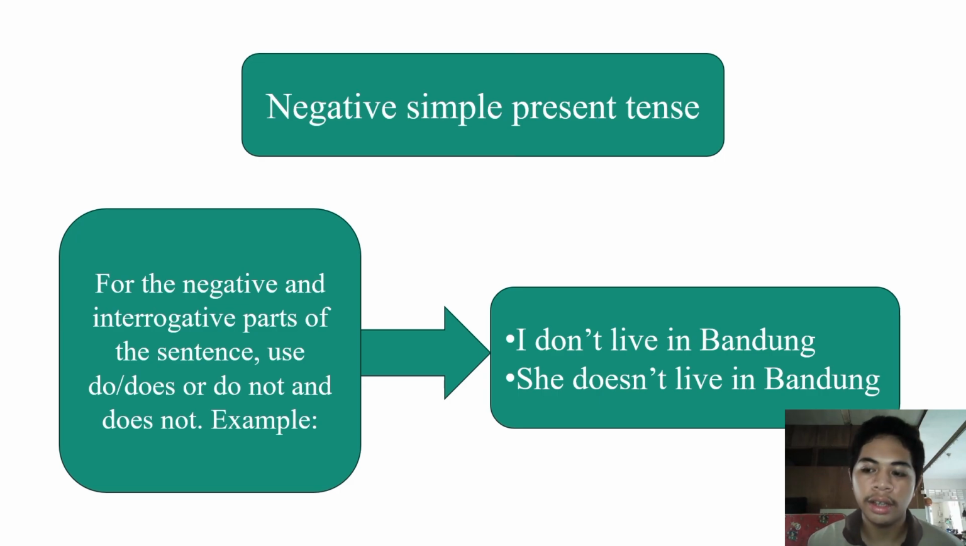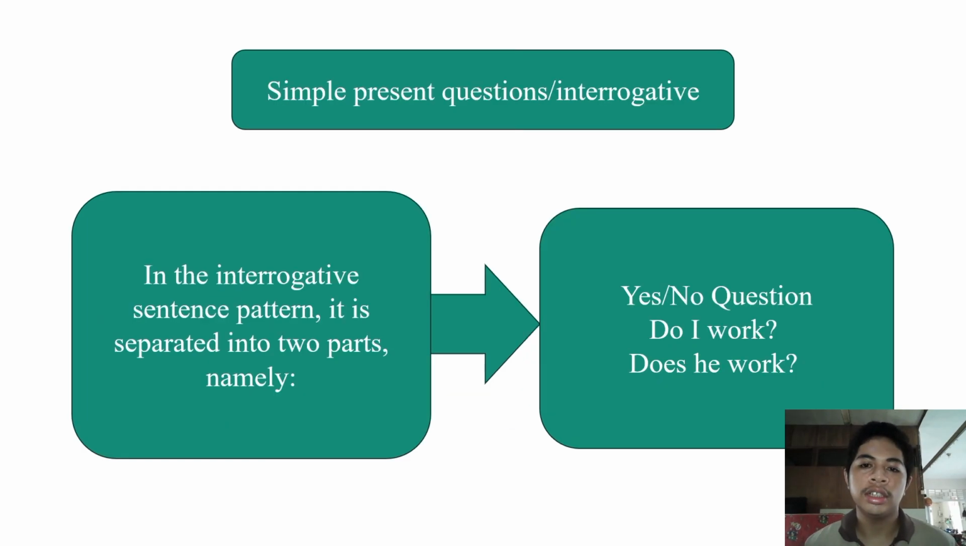Simple present question, interrogative. In the interrogative sentence pattern, it is patterned into two parts, namely yes/no questions. Do I work? Does he work?